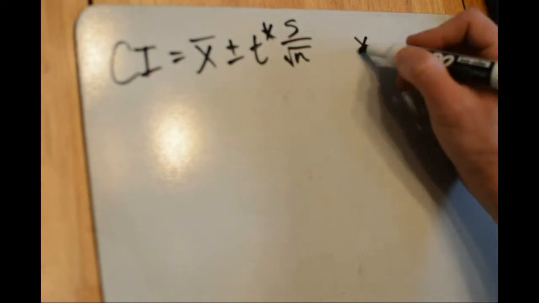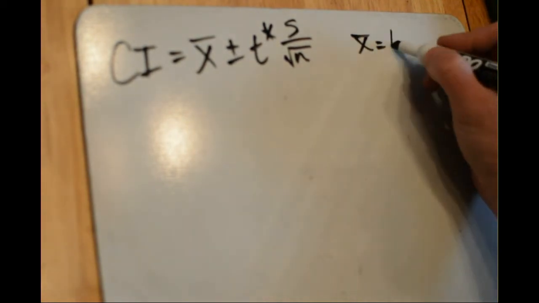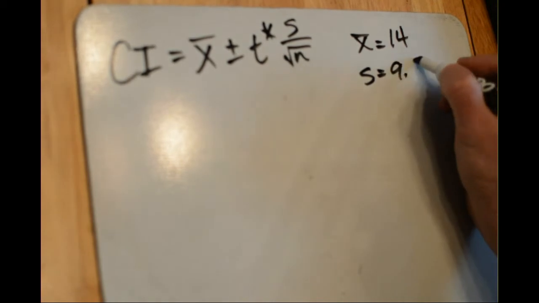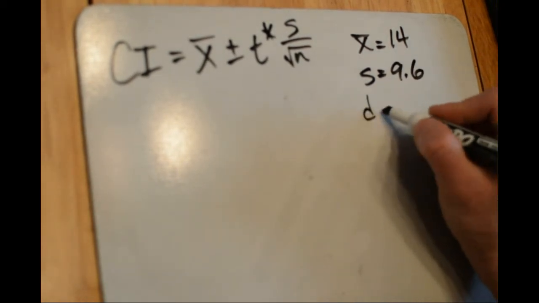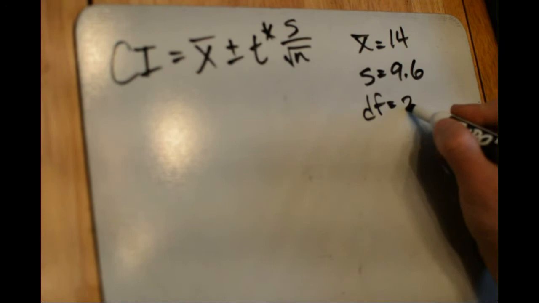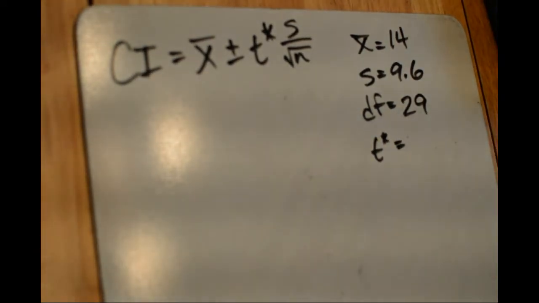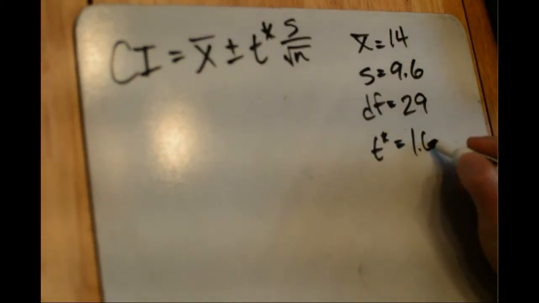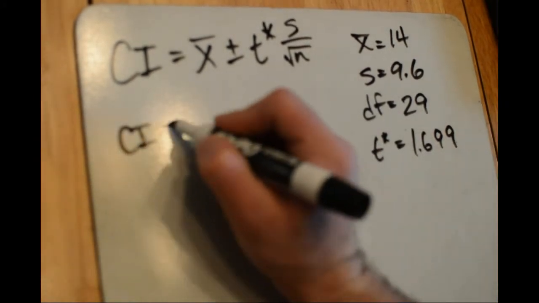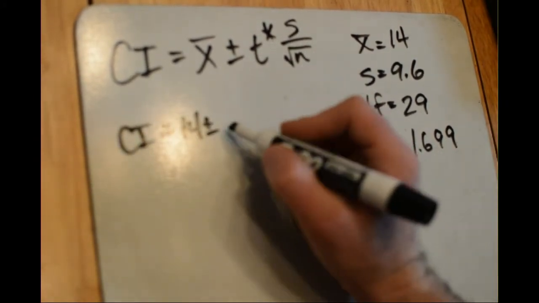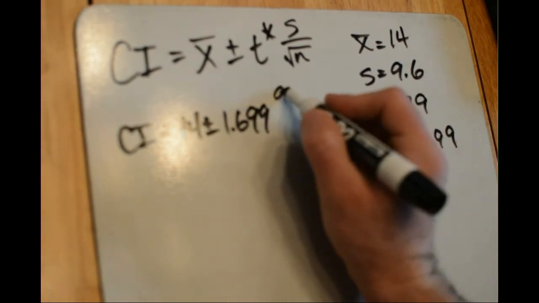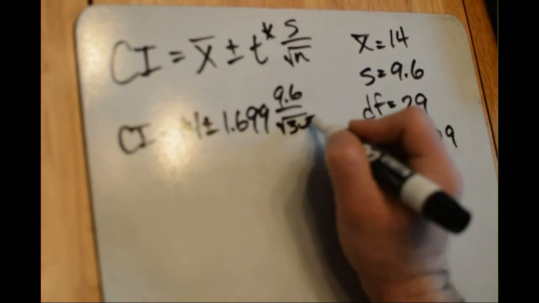So our sample statistics that we got are that x bar was 14,000, that s was 9.6 thousand. Our degrees of freedom, our sample size was 30, so we have 29 degrees of freedom. And then t star, let's go ahead and look that up in the table. Well, if you take a look at our confidence level of 90 and our degrees of freedom are 29, follow that up, 1.699. So our confidence interval is 14 plus or minus 1.699 times 9.6 over the square root of 30.